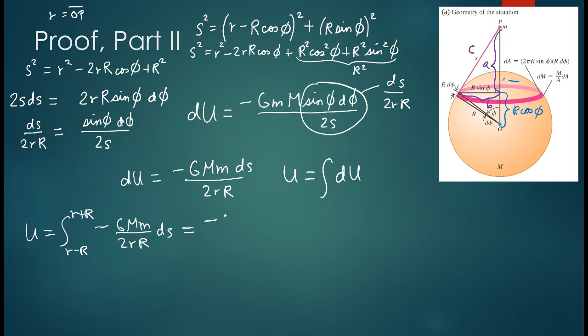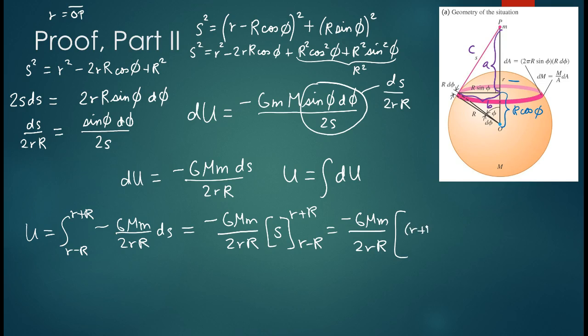So we can take out the negative g big M little m over 2 little r big R, and then the integral of ds is just s evaluated from r plus big R to r minus big R, which is equal to negative g big M little m over 2 little r big R times little r plus big R minus little r minus big R. And you're going to see that these little r's will cancel, and this is going to turn into 2 big R because of the pluses there.